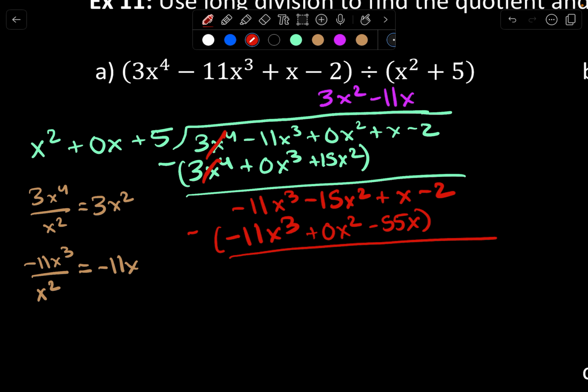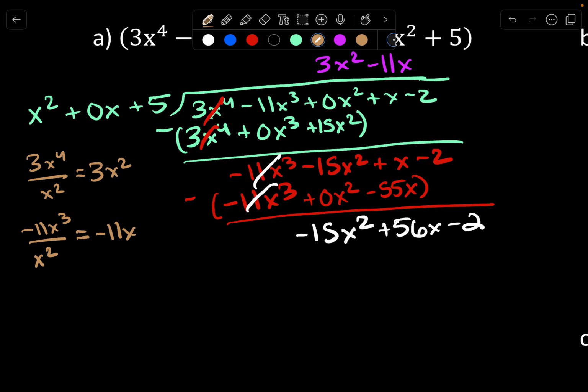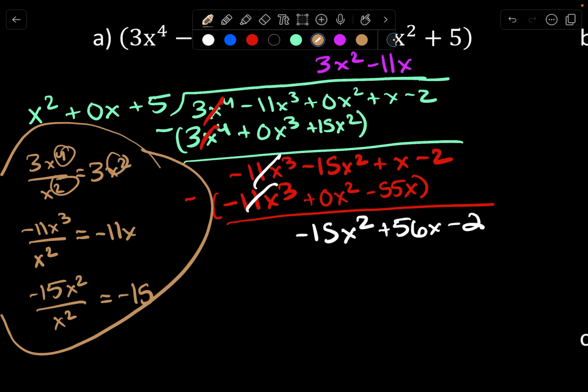These cancel out. Then negative 15x squared minus 0x squared, and x minus negative 55x gives 56x. Then we bring down the 2. Now we divide negative 15x squared by x squared, and we end up with negative 15. To do this, you need to know your properties of exponents: 4 minus 2 is 2, 3 minus 2 is 1, and 2 minus 2 is 0, so the x goes away.